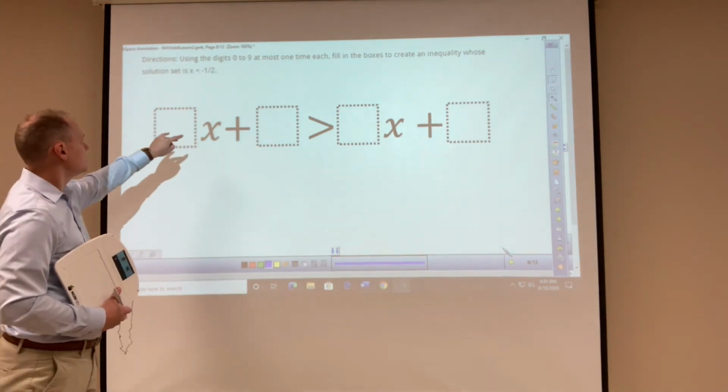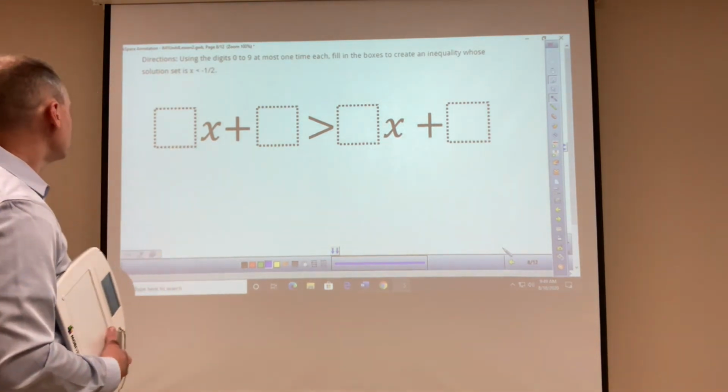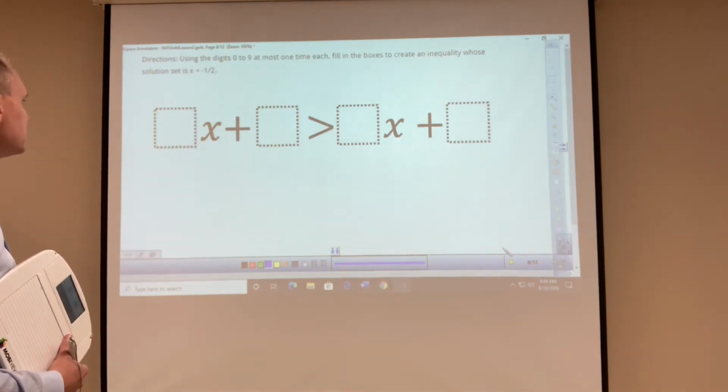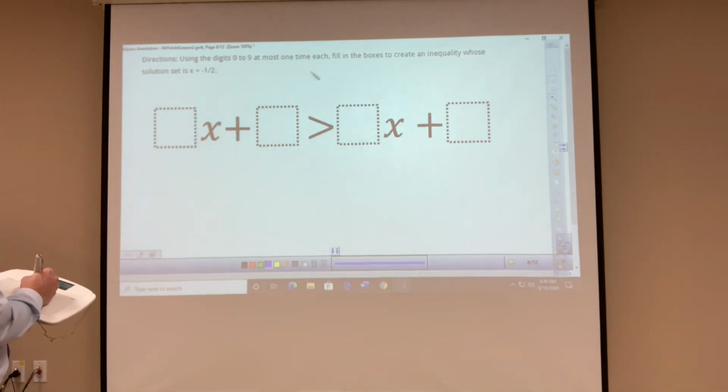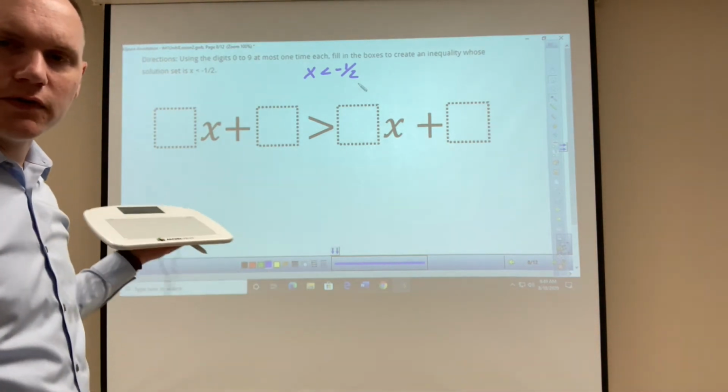All right, just as we did last video, an open middle problem here. It says using the digits 0 to 9 at most one time each, fill in the boxes to create an inequality whose solution set is x is less than negative 1/2. X is less than, not equal to, just less than negative 1/2. So take a second and see if you can fill in the boxes here.